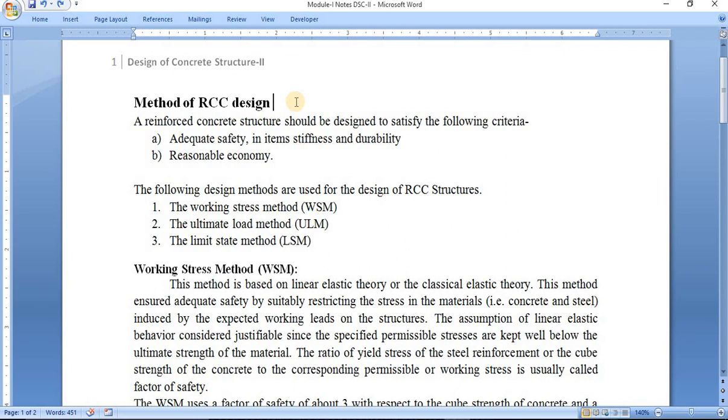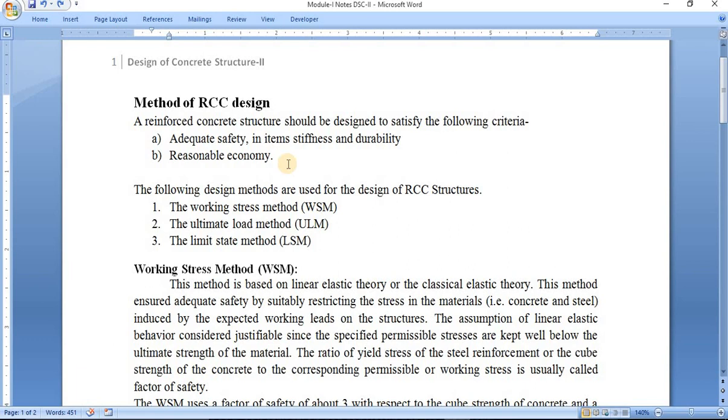Methods of RCC design. What do you think are the methods of RCC design, and what are the criteria to be followed for RCC design? A reinforced concrete structure should be designed to satisfy the following criteria. What are the criteria? Adequate safety: it should provide adequate safety and should not fail. It should be durable, and in terms of stiffness also it should be safe, as well as reasonably economical. So safety and economy are very important in RC design.